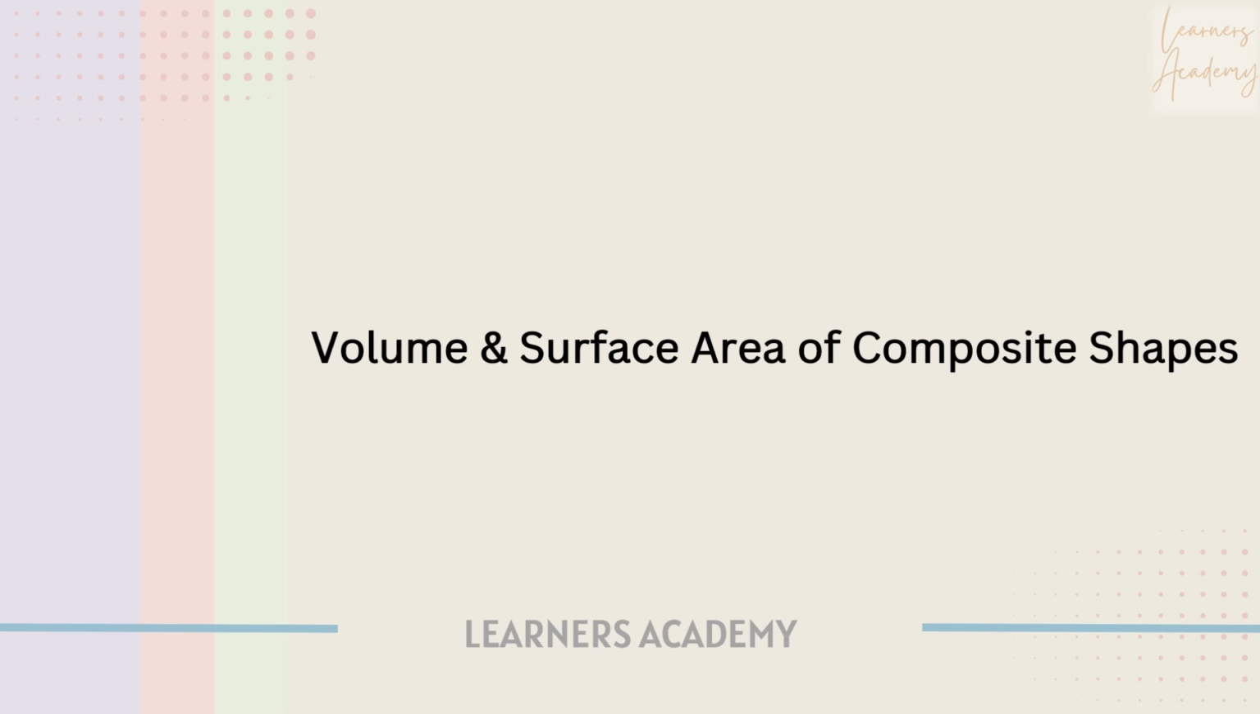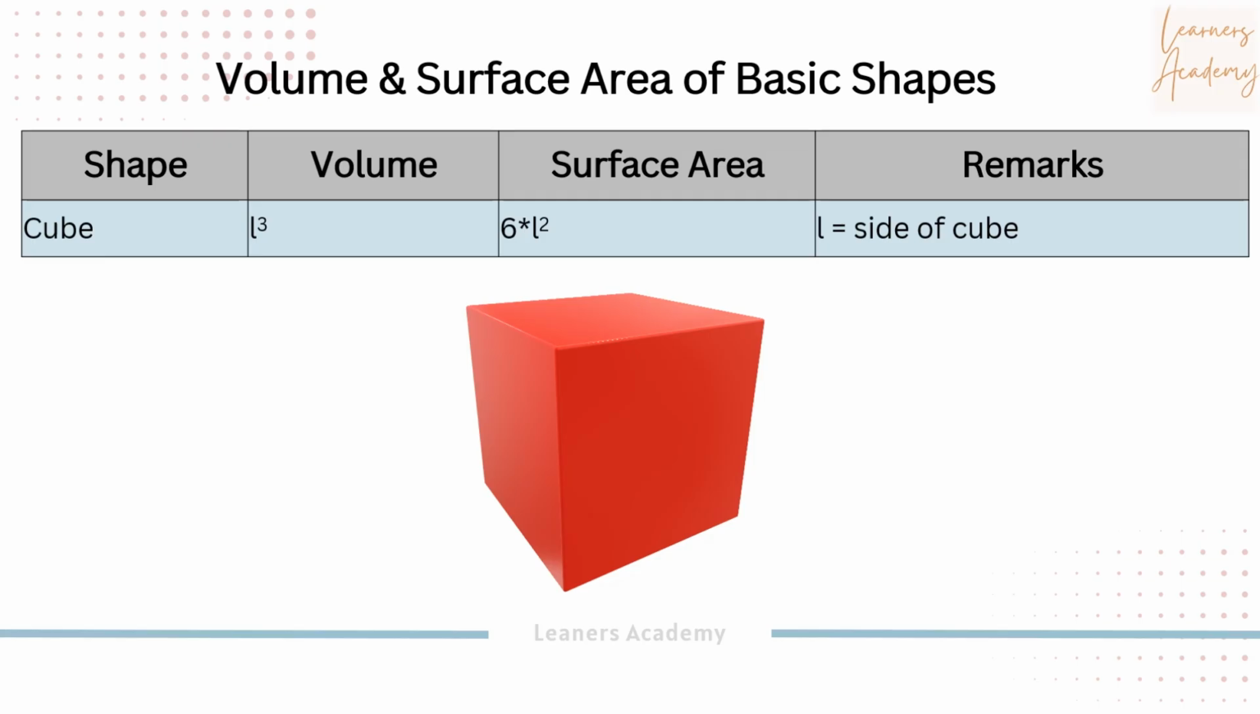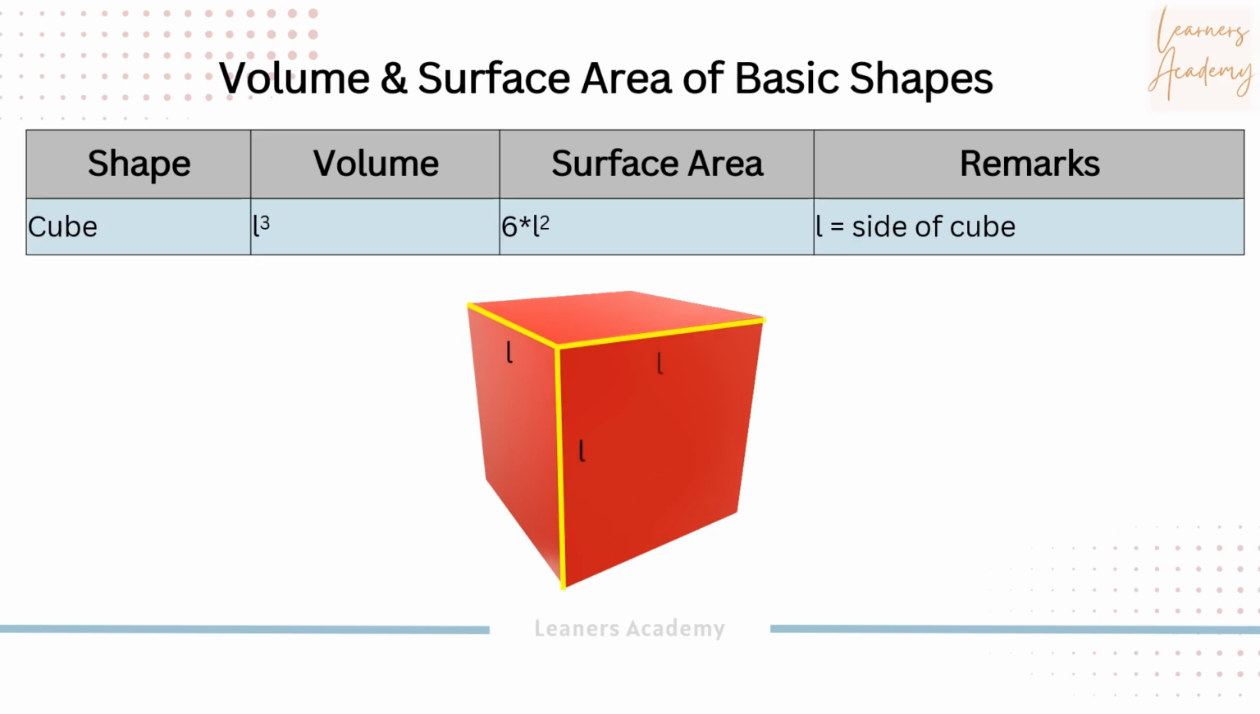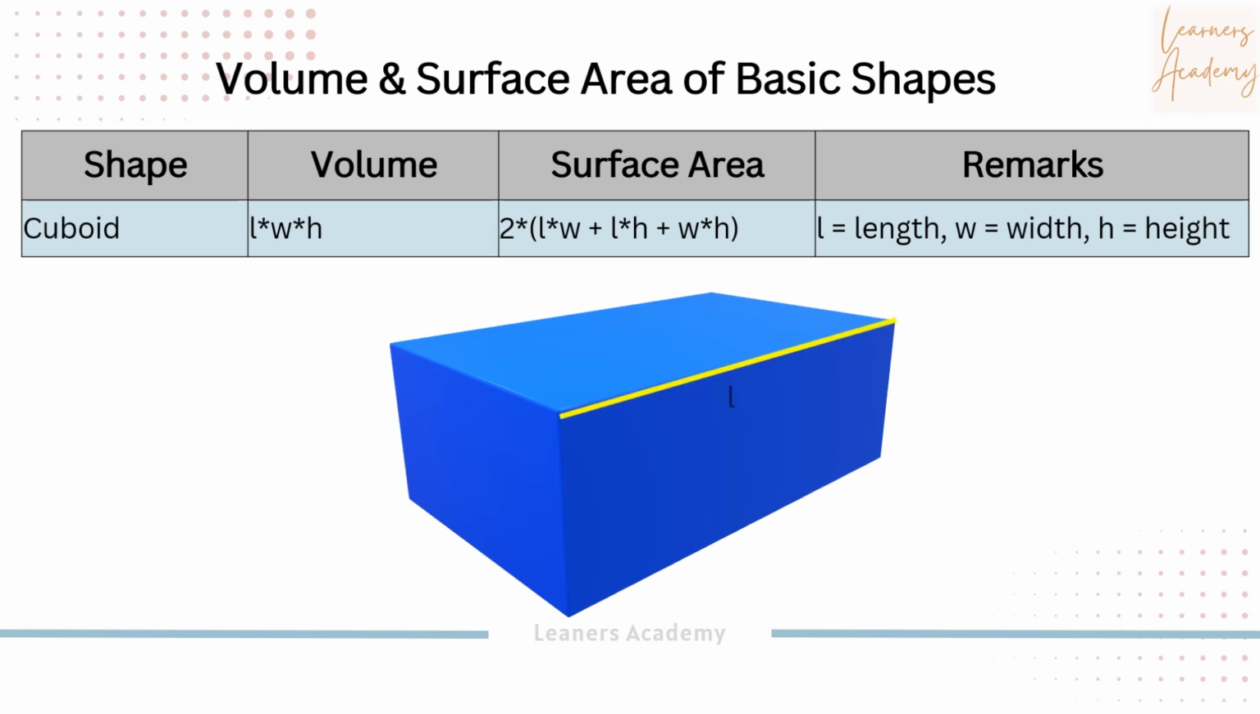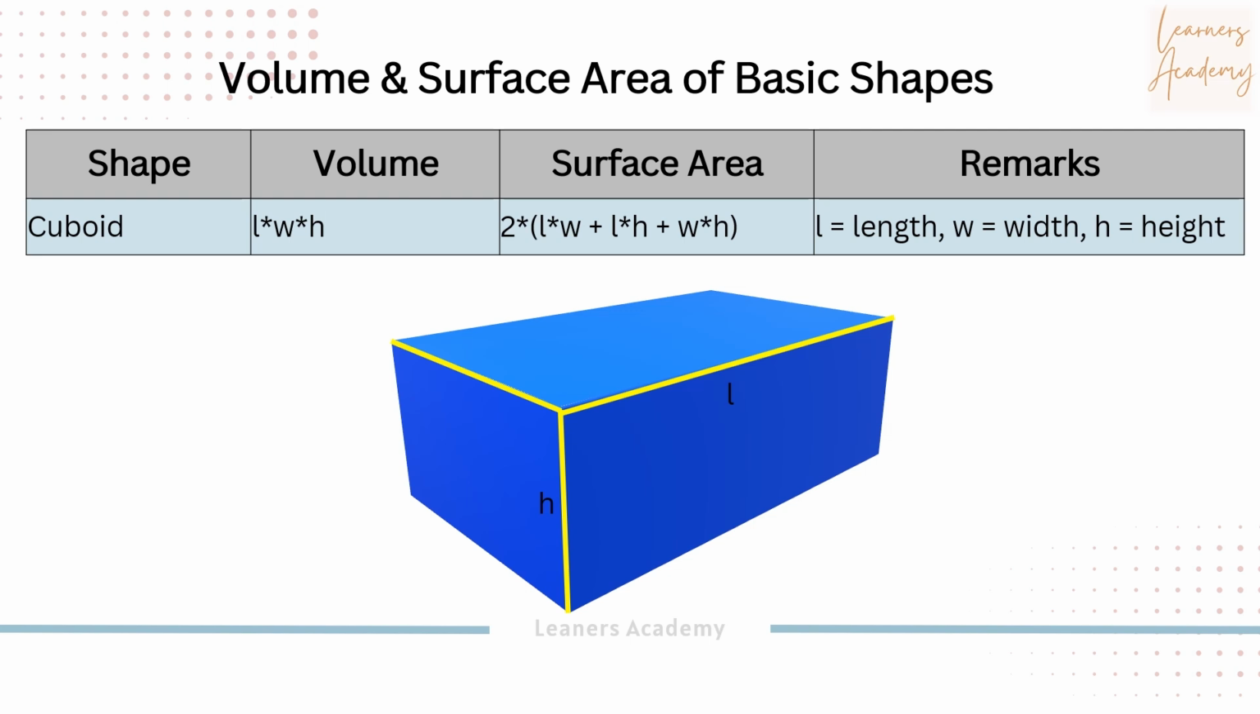basic shapes. For the cube, the volume is equal to length into length into length, or length cube. And its surface area would be the sum of the areas of its 6 surfaces. The area of one surface is equal to length into length. For the cuboid, which has unequal sides, the volume would be length into width into height, and its surface area would be twice the sum of the surface area of 3 different sides.